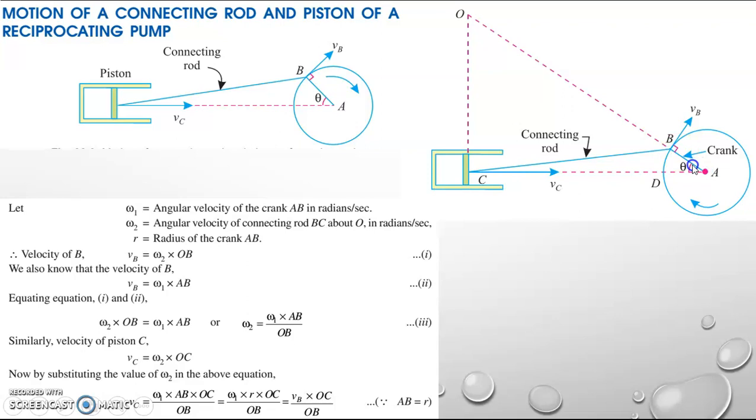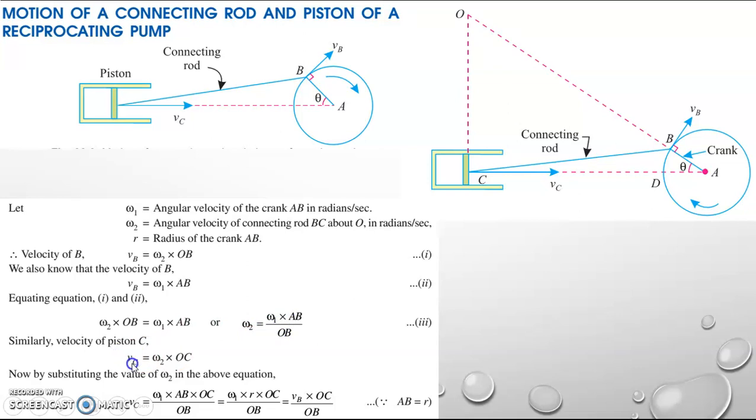So point B has a velocity which can be written as two equations. The first one is omega 1 into AB, and the second one is omega 2 into OB. The first: the point is rotating with respect to A with velocity omega 1, at a distance of AB from the center, so we can write VB as omega 1 into AB. Again, point B is a part of the connecting rod, which is rotating about the instantaneous center O, so we can write this as omega 2 into OB. By comparing these two equations, omega 2 into OB is equal to omega 1 into AB, or omega 2 can be written as omega 1 into AB divided by OB.